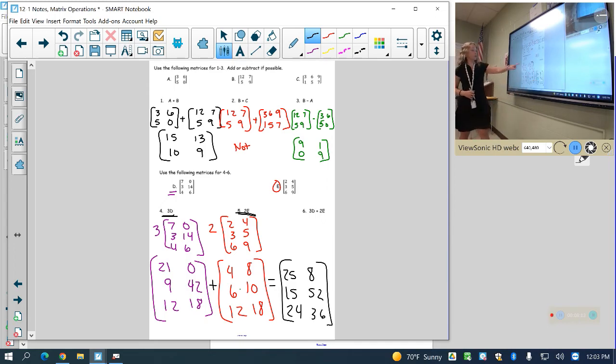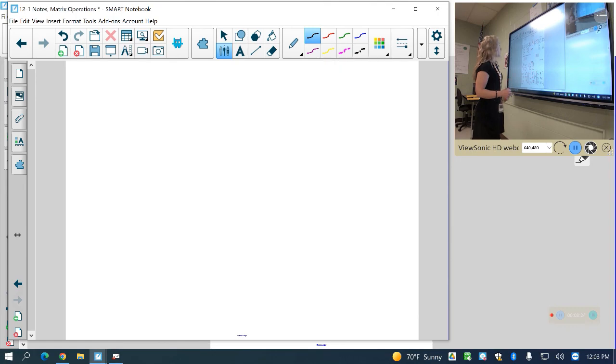And there I just took 3D plus 2E. I had to solve those separately, in the purple and the red, and then I just added those together. Since they were the same size, I could add them. And that's it.